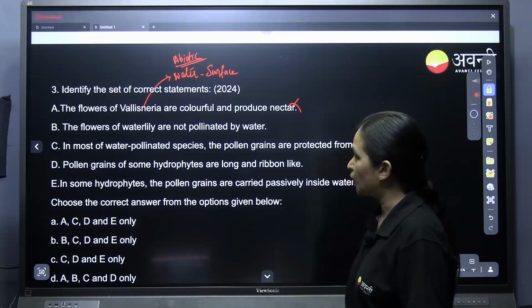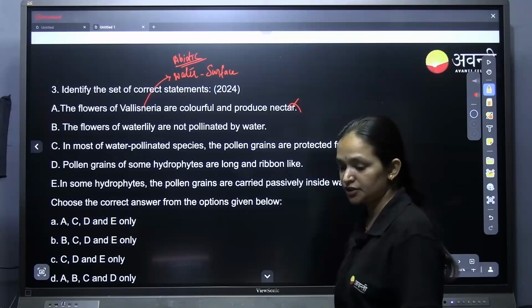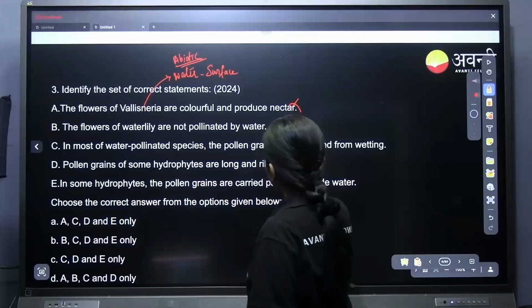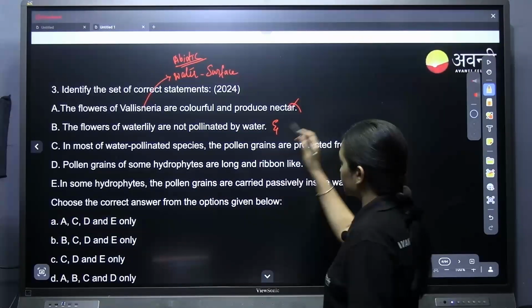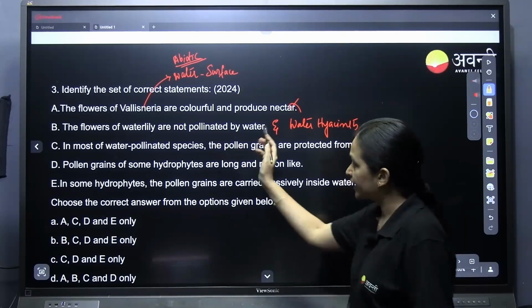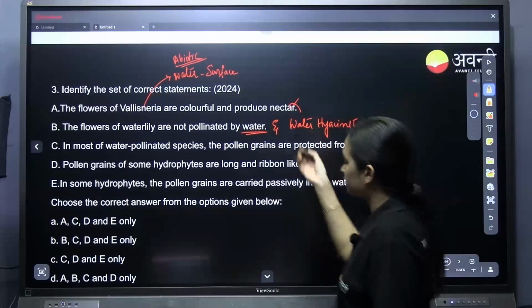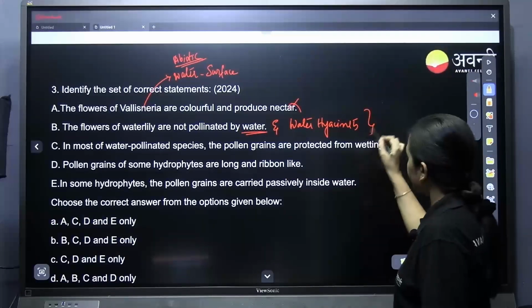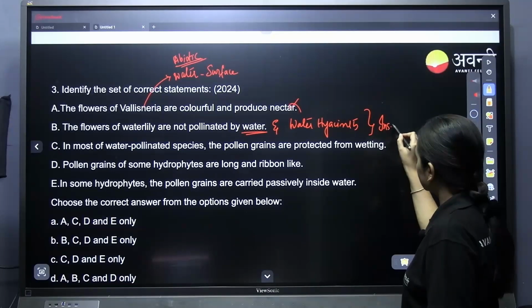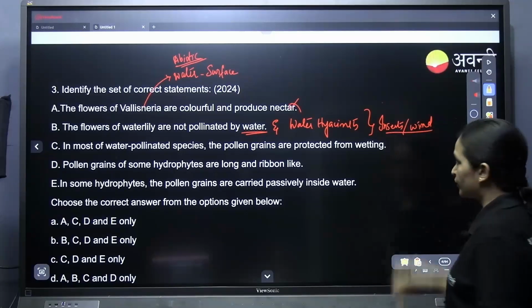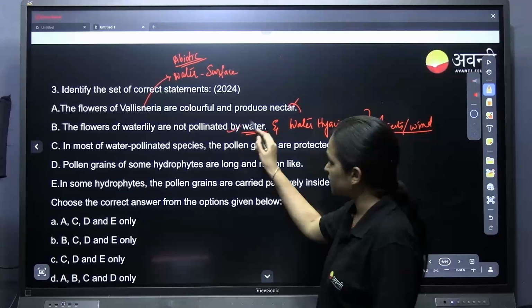The flowers of water lily are not pollinated by water. Is it true or false? The flowers of water lily and water hyacinth are actually not pollinated by water or any abiotic agent. They are mostly pollinated by insects or wind. So this makes this statement true.